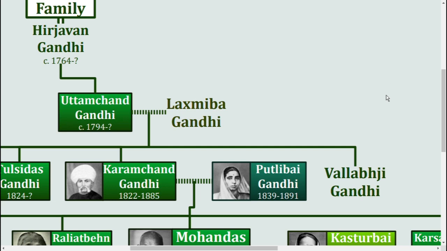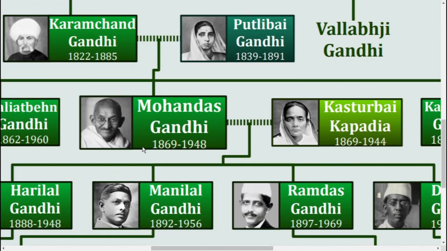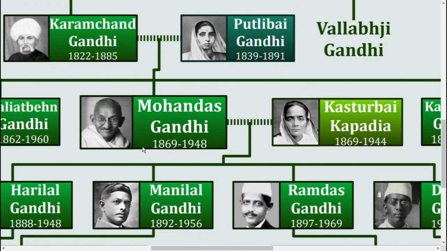My name is Jake the Genealogist, and in today's video we're going to be going over the family tree of Gandhi. And so first, before I actually get into his family, I'm going to get into his actual life and story. Now, Mohandas Karamchand Gandhi was born on the 2nd of October 1869 in Porbandar, then part of the British Raj, but in modern-day Gujarat.